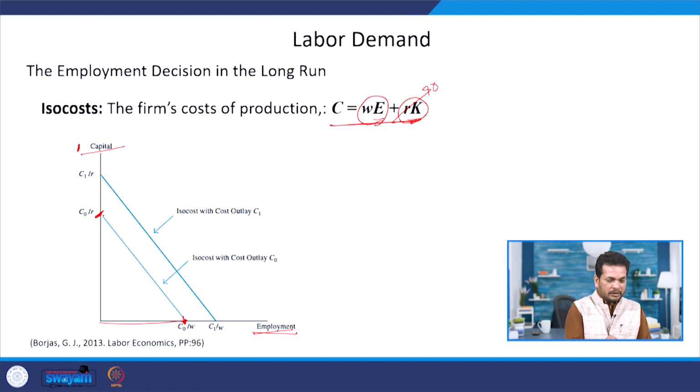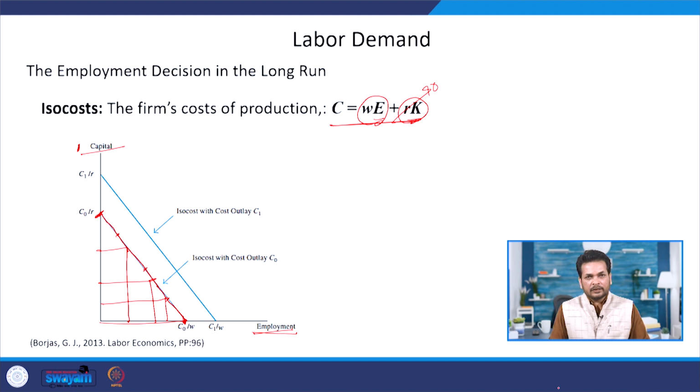If you join these 2 points, then you will find that any amount of labor and capital the farm can hire lies on this line. So, this is the farm's isocost function or the cost function. The technical term is isocost. Any point on this line is achievable. The farm can have different combinations of capital and labor in order to produce a certain amount of output.